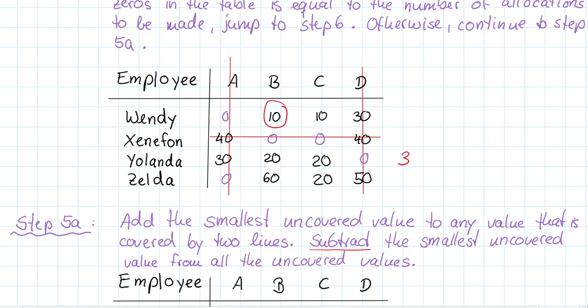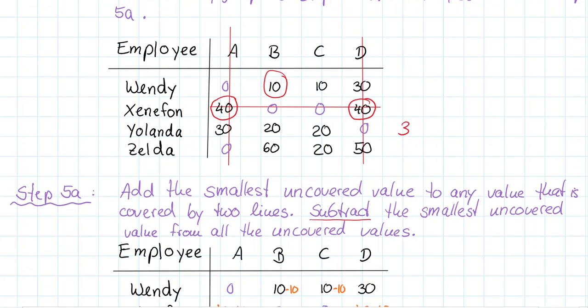Okay. The 10 needs to be added to the values that are covered by 2 lines. So I need to add a 10 to that 40 and a 10 to that 40. And now I subtract the smallest uncovered value from all the uncovered values. The smallest uncovered value is still the 10. I need to subtract it from here and from here and from here and from here and from here and from here. Okay, that's like 2 steps in one.